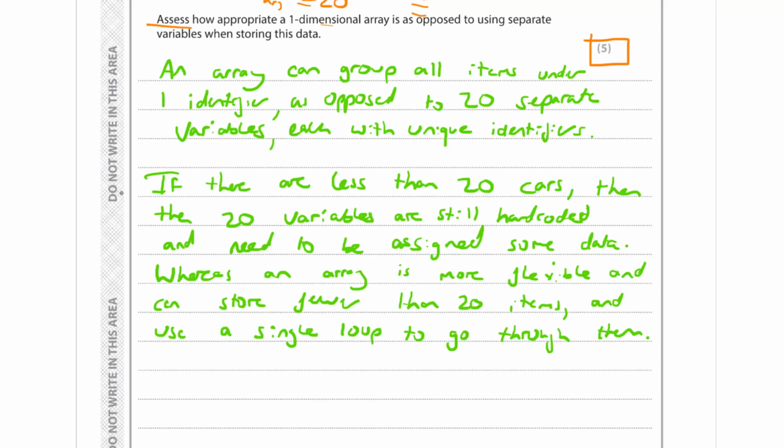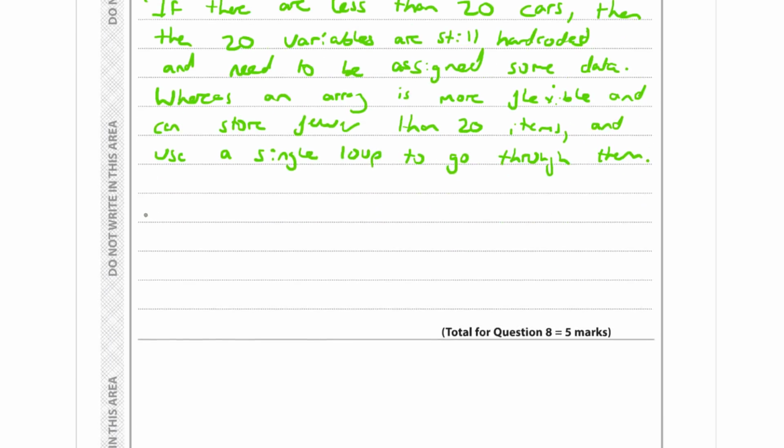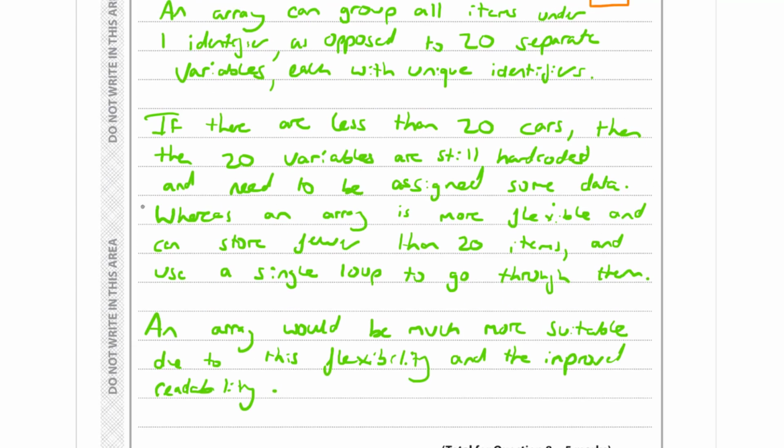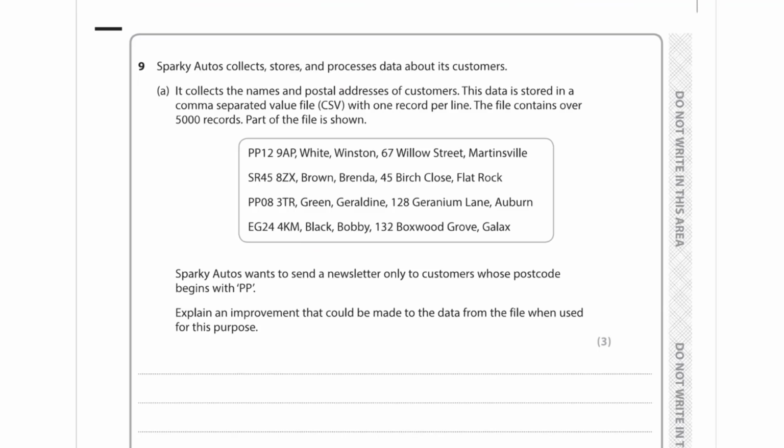So hopefully this is 4 marks, and we'll get our final mark for just saying that an array would be much more suitable. And we could just add in 2 more reasons very quickly. Probably wouldn't get any marks, but it's worth just to be sure. Much more suitable due to this flexibility and the improved readability. Okay, so I probably shouldn't have done it all in green because that's a bit garish, but there should be 5 distinct points there.